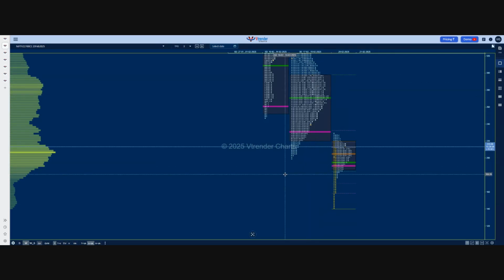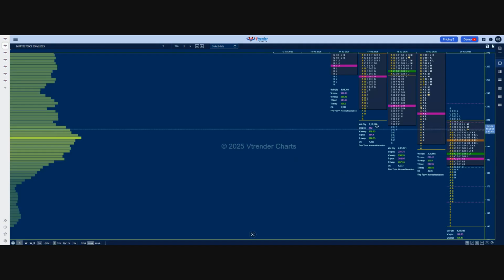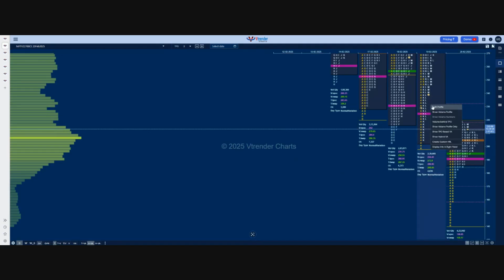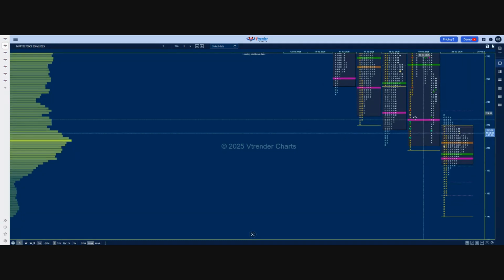So what we do in market profile, the concepts apply on all instruments. So you can do the same on the weekly chart of options. You can also have the daily chart. You can split the daily chart to see what is happening on every 30-minute TPO. So you have this.